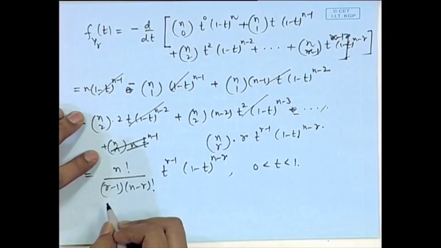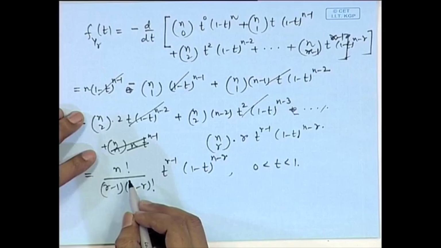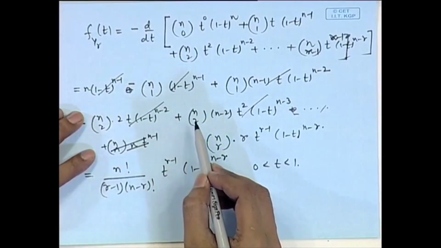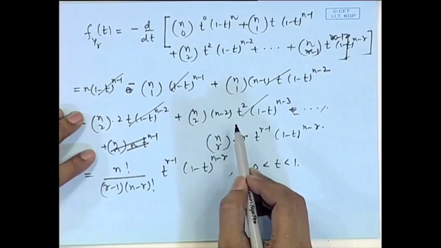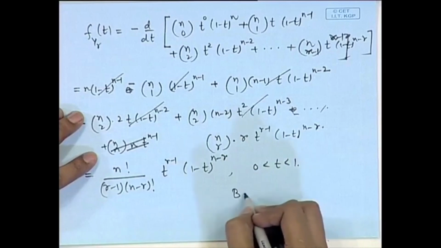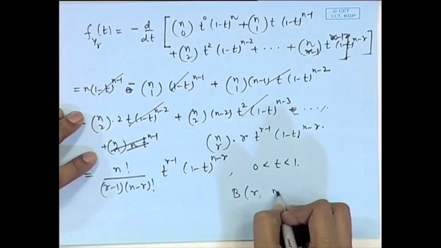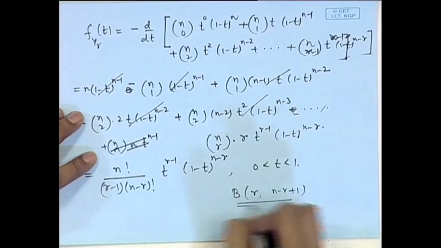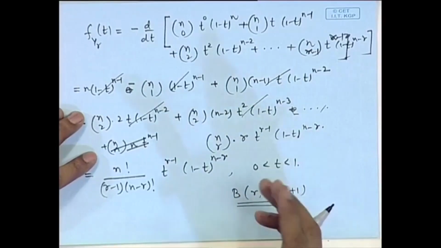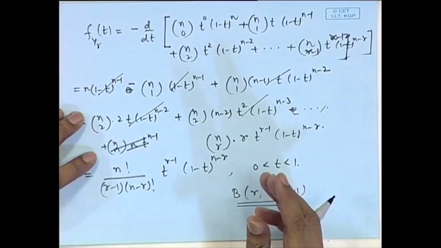This is because of the cancellation of all the terms, after nCk into n minus k, which is the same as nC(k plus 1) into k plus 1. This is nothing but the beta distribution with parameters r and n minus r plus 1. So, this beta distribution arises in sampling from a uniform distribution, as the distribution of the rth largest.